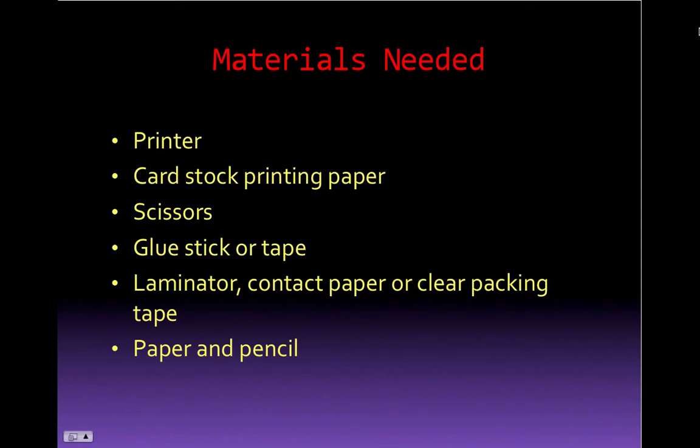We have a list of materials here that we're going to need for tonight's hands-on project. You're going to need a printer, cardstock, printing paper if you have it. If not, regular printing paper will work. Some scissors, glue stick or tape, and Velcro if you have that. We're going to be laminating, so if you have a laminator. If not, contact paper or even clear packing tape will work really well. And paper and pencil to jot some things down.